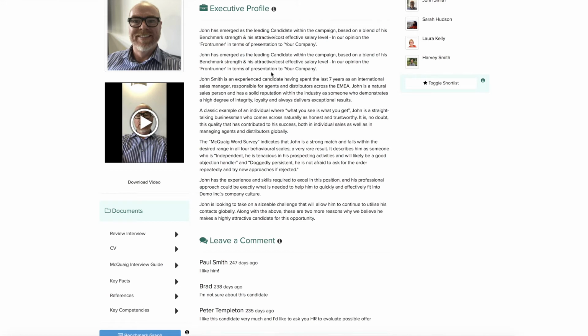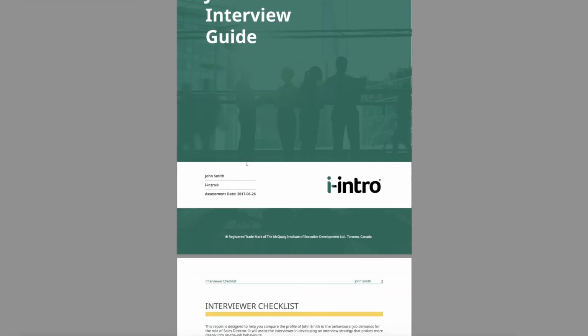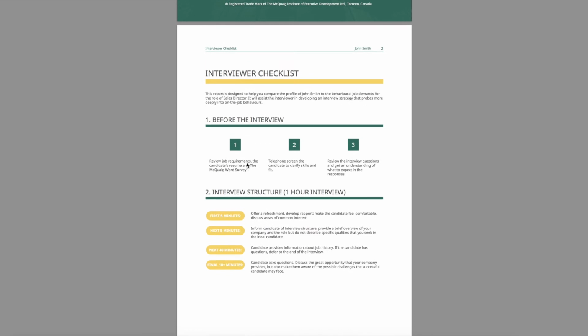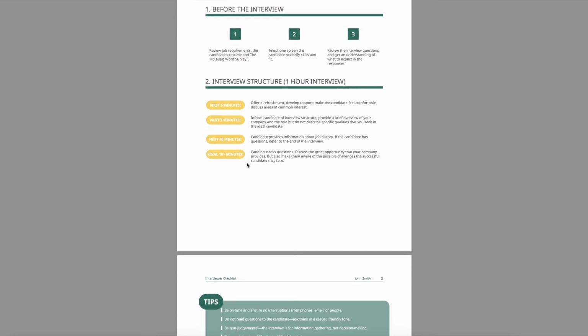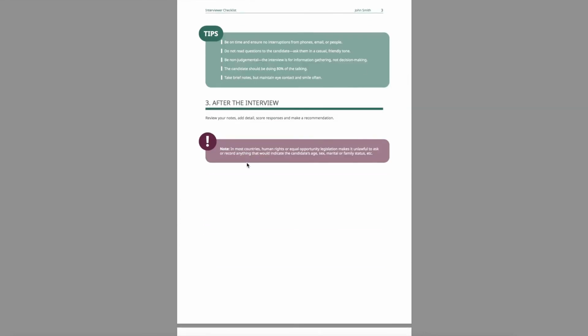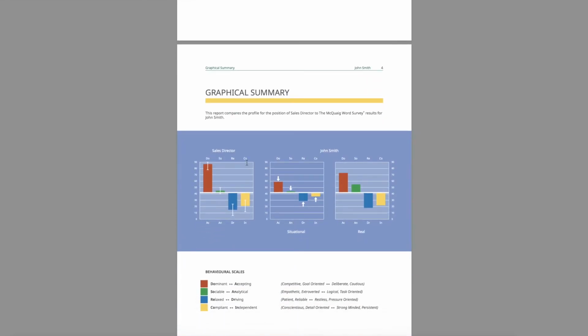First, scrolling down, we have an interviewer checklist, which is some guidance for the employer, with some hints and tips on how to structure a good interview to make it more meaningful. Then we come to the graphical summary. This is a representation with 3 charts, one from the employer on the left and 2 from the candidate's assessment, which are a snapshot of their personality and aptitude.